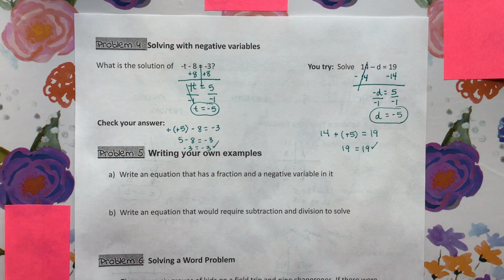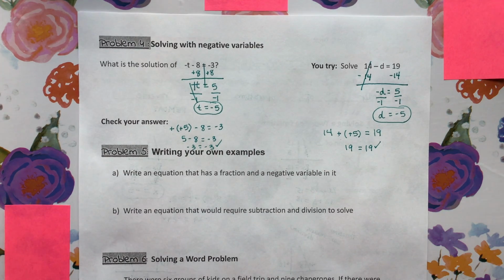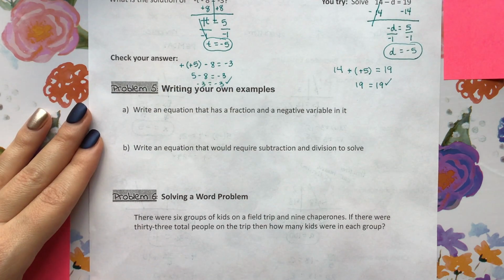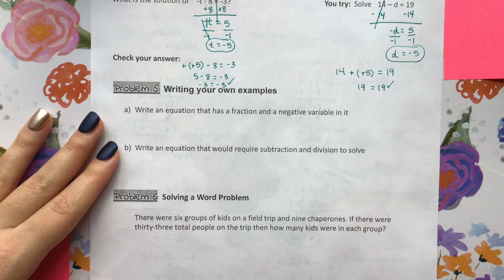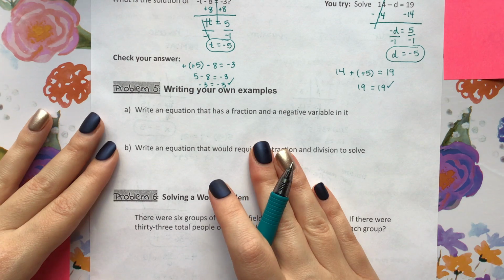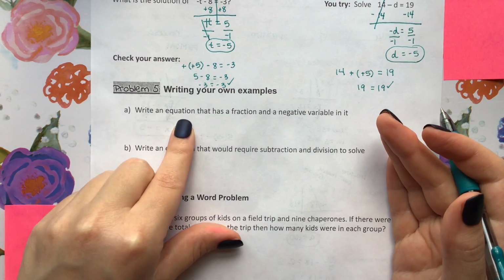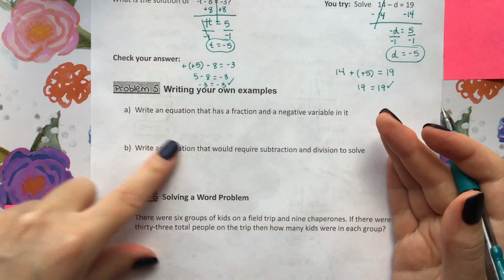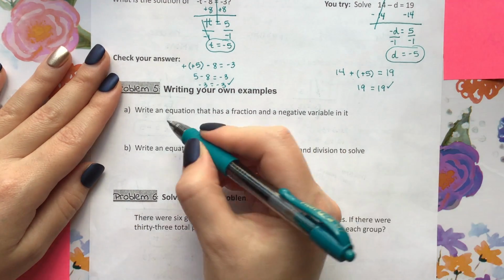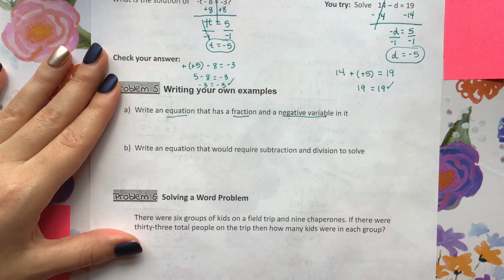We're almost done. I'm giving you lots of examples, so hopefully it helps you and you understand the steps that you need to take to isolate your variable. For problem 5, it says writing your own examples. So I'm going to show you a couple, but it would be great if you tried to do it on your own just to see if you can come up with something. It says, write an equation that has a fraction and a negative variable in it. So it doesn't matter what the solution is or really what it looks like. All we need is for it to be an equation, for it to have a fraction and a negative variable. That's all we need.